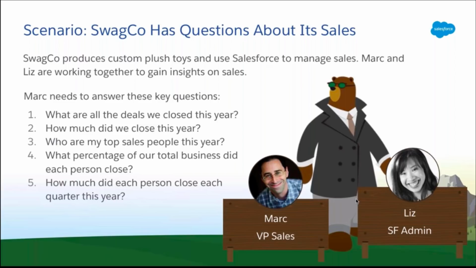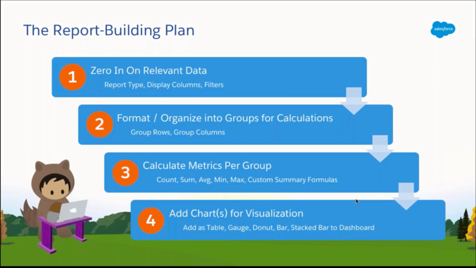So I have some key questions that I want answered, and Liz is going to help with getting the answers to these business questions. So question one, what are all the deals that we've closed this year? Question two, how much money did we close this year? Number three, who are my top salespeople this year? Number four, what percentage of our total business did each person close? And number five, how much did each person close each quarter this year? So you get the use case here. If this was a fundraising use case, it would be all the same questions.